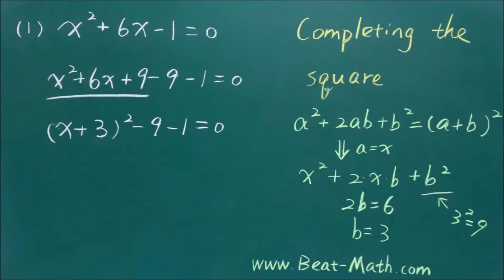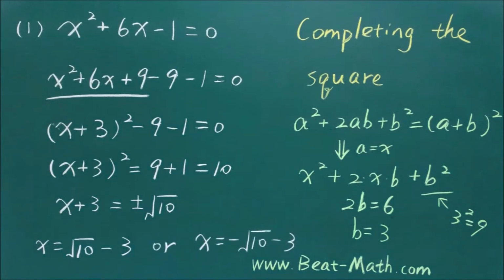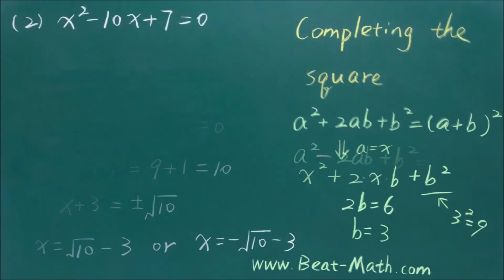Let's continue and get (x plus 3) squared equals 10. Taking the square root on both sides, we get x plus 3 equals plus or minus the square root of 10. So now, x plus 3 equals the square root of 10, or x plus 3 equals the negative square root of 10. Now the solution is x equals the square root of 10 minus 3, or x equals the negative square root of 10 minus 3. Now you're done. Let's look at another example.